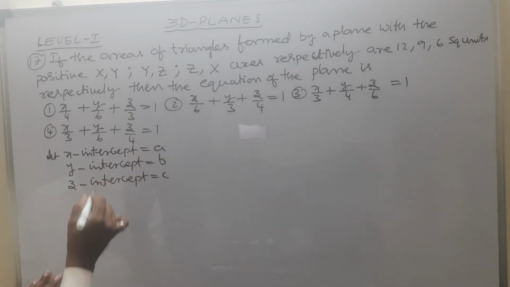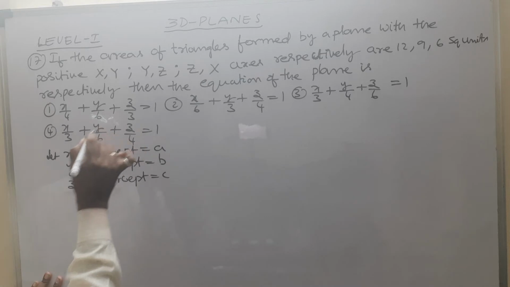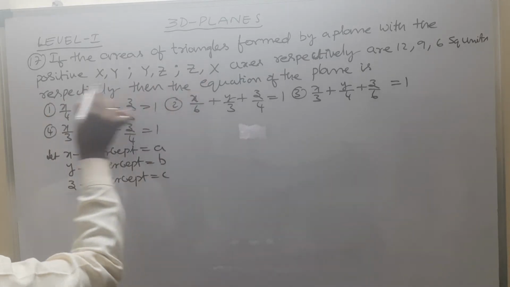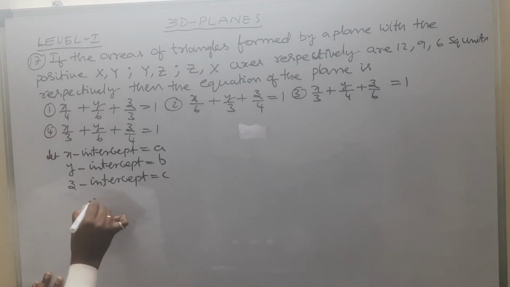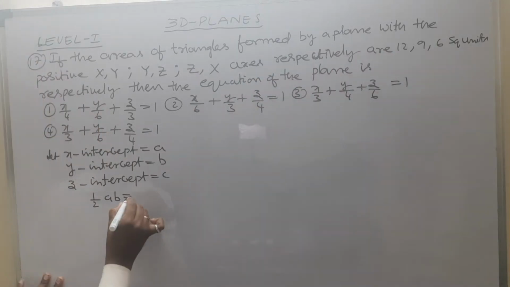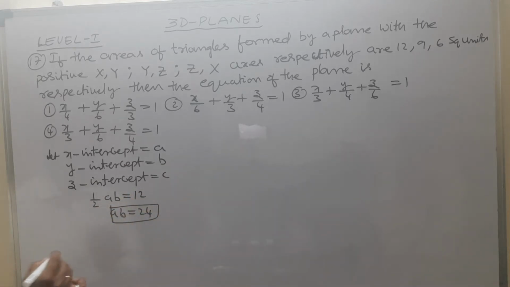In xy plane the formula is half mod ab. Here the positive x, y, z axes are given. Then half of ab equal to 12, so ab equal to 2 into 12, 24. This is one relation: half of ab equal to 12, ab equal to 24.